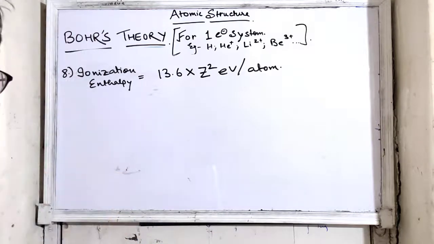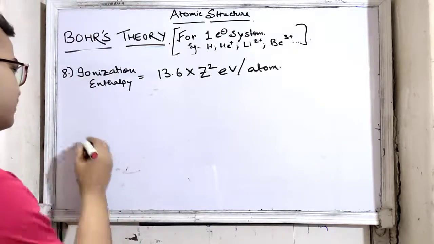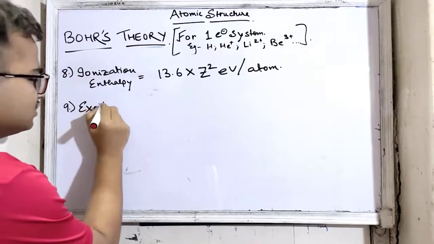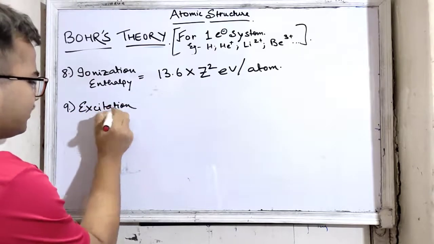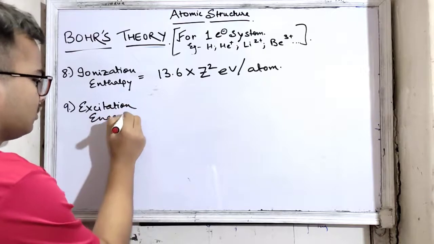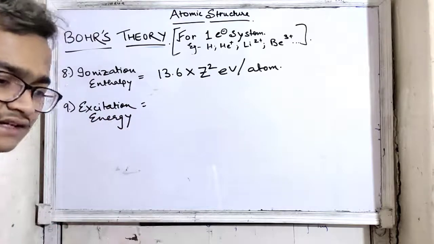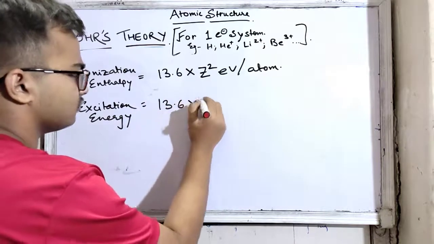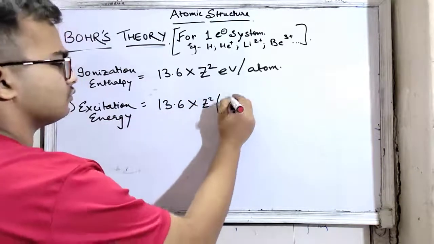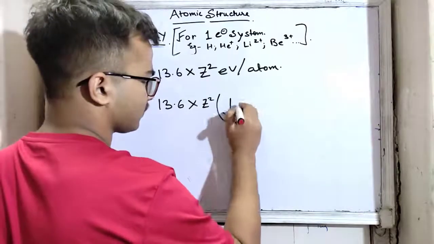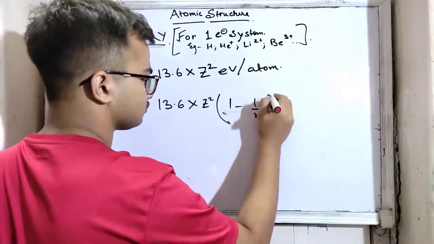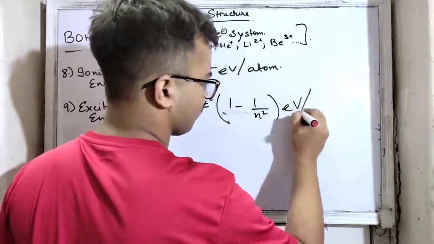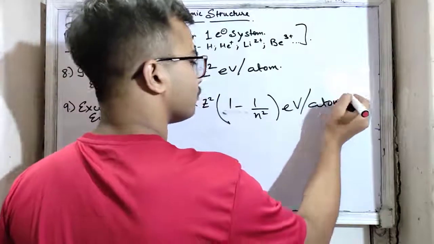After ionization energy, we come to the formula of binding energy, or let's do the formula for excitation energy before it. So the formula for excitation energy is 13.6 into Z square into 1 minus 1 by n square, and this is also in electron volt per atom.